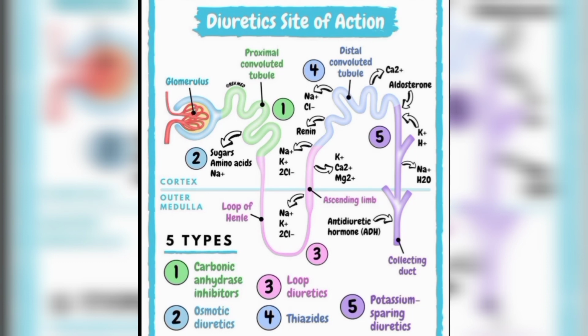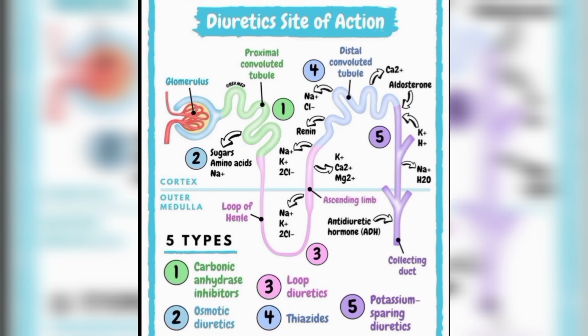So at the proximal convoluted tubule, we have reabsorption of sugars, amino acids, and sodium. And here we have two classes of drugs that act at this point, that is the carbonic anhydrase inhibitors and osmotic diuretics. At the loop of Henle, on the thick ascending limb, we have sodium, chloride, potassium, magnesium, and calcium reabsorption. And here we have the loop diuretics acting at this point. Going to the distal convoluted tubule, we have the point where we have the macula densa cells. These produce renin. We have sodium chloride reabsorption and calcium reabsorption. And the drugs which act at this point are the thiazides.